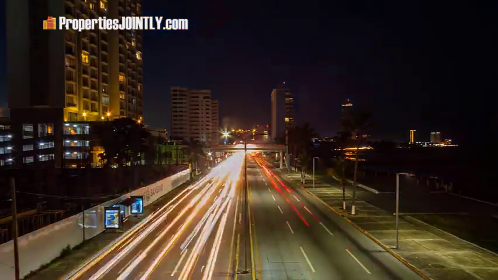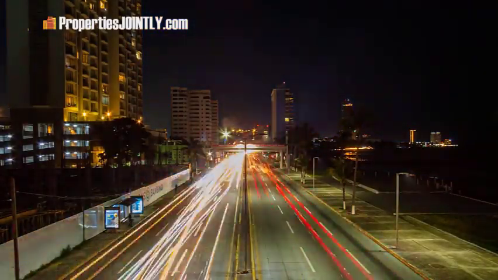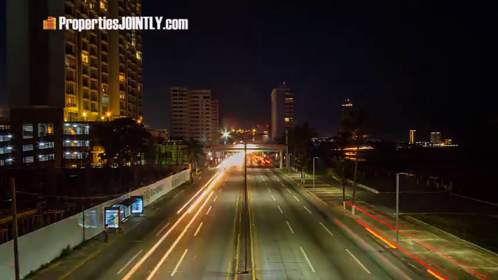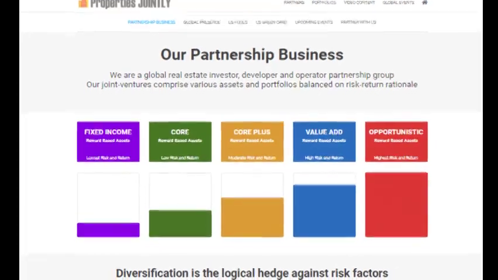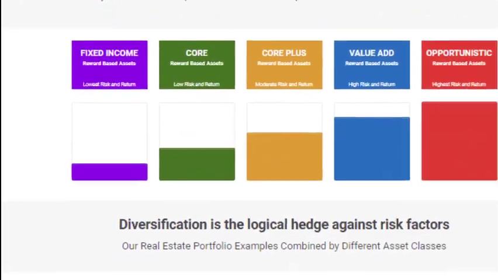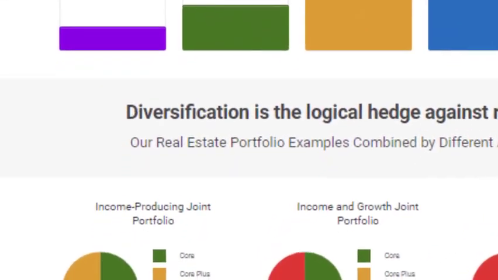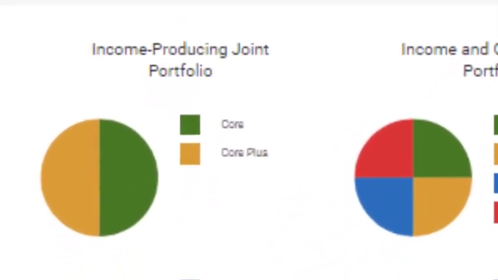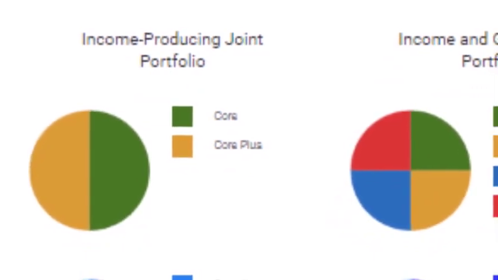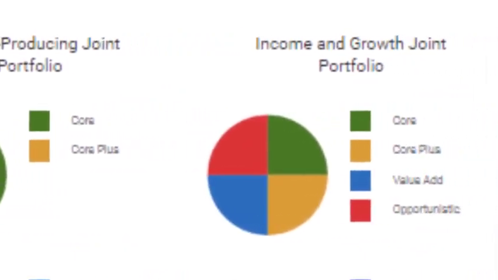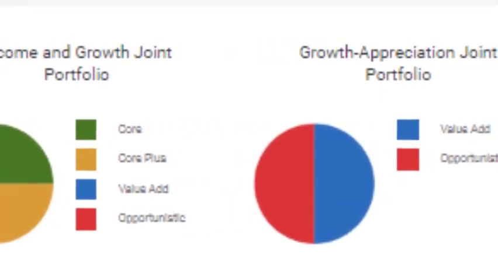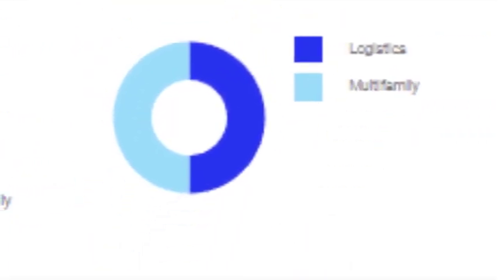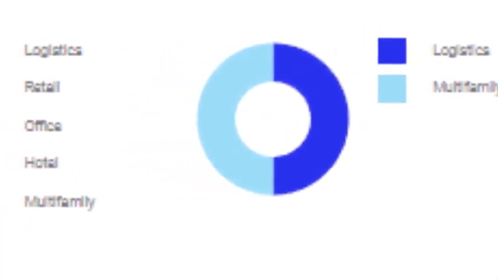Diversification is the logical hedge against risk factors and a strategy that mixes a wide variety of investments within a portfolio to reduce portfolio risk. Here, at Properties Jointly, we diversify our real estate portfolios across different asset classes to mitigate risk factors. By combining income-producing, income and growth appreciation joint portfolios with various core plus, value-add, and opportunistic assets, we create balanced portfolios that offer a range of potential returns and risk levels.